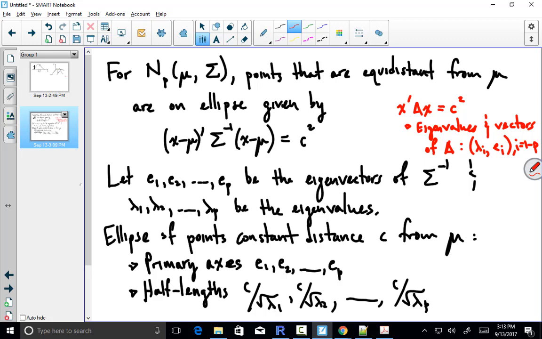And then the primary axes are the EI, and the half lengths are c divided by the square root of the lambda I. So whatever A is, if you get its eigenvalue, eigenvectors, then you know the primary axes are just the eigenvectors, and you know the half lengths of those axes are the distance, c, divided by the square root of the eigenvalues.